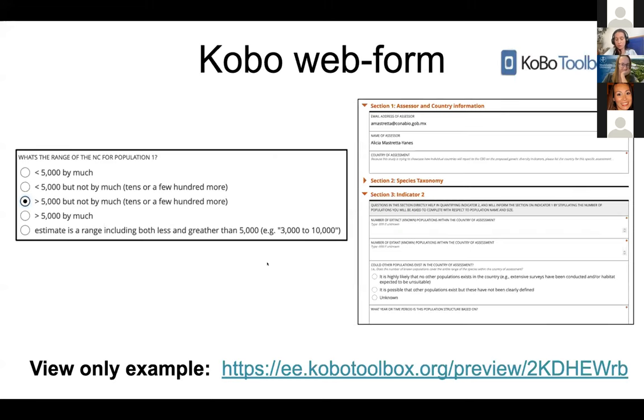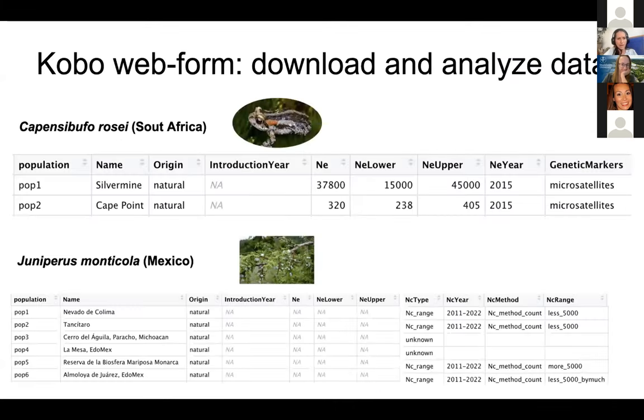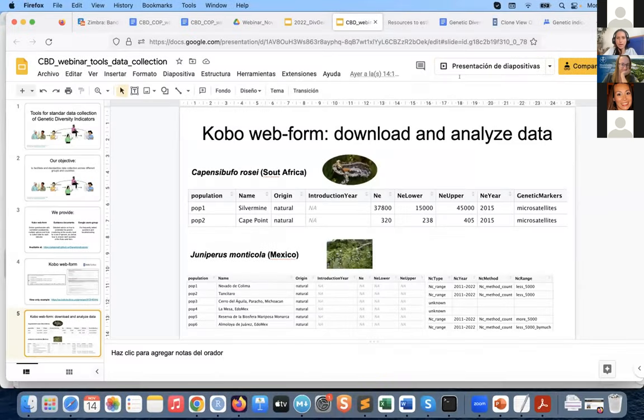The screenshots I showed you before in the Juniperus monticola section actually come from the form. This is how it looks, and I'm gonna quickly show it to you live in a moment. What this form allows us to do is that regardless of whether the species was collected in South Africa and has genetic studies providing the effective size, we can have the same data structure as for a species collected in Mexico, where we didn't have genetic data, but where we have expert opinion on the approximate census size for each population. I'm gonna quickly show you how this looks.